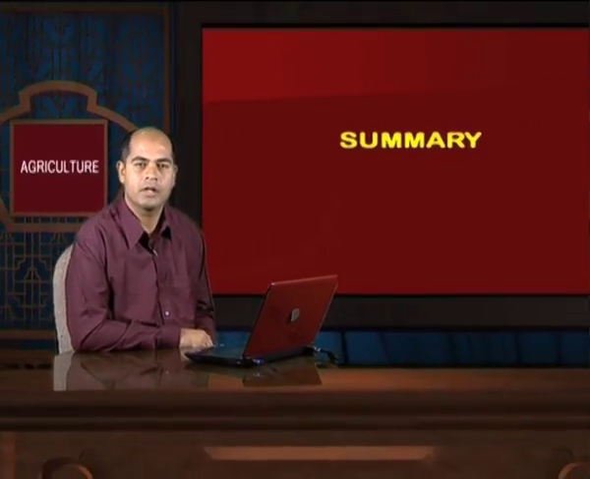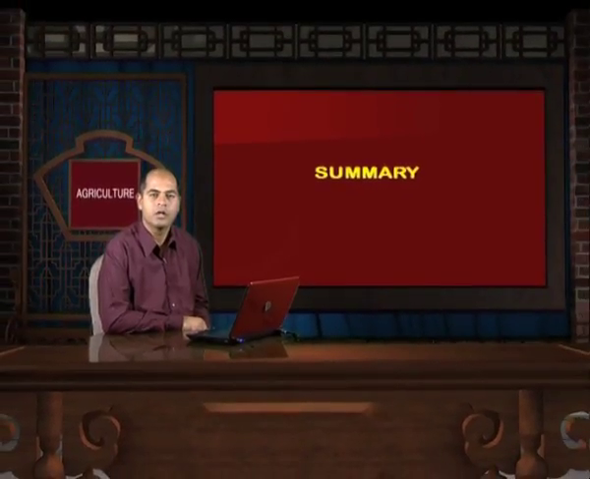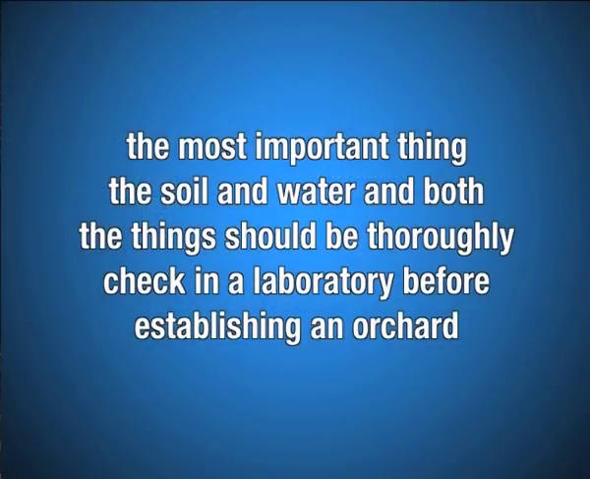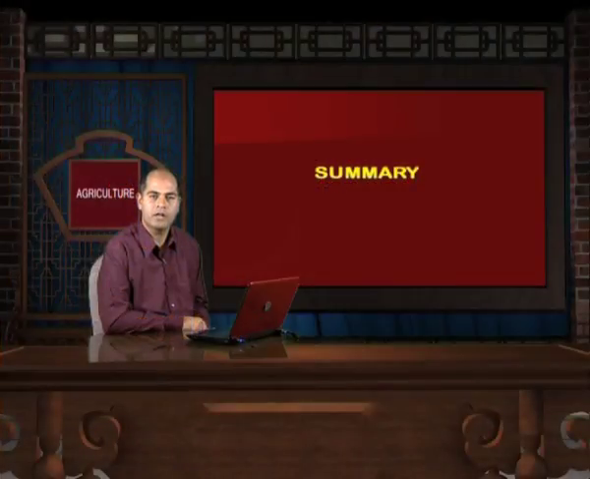Further, we also discussed the selection of site, which requires considering the climate of the area in which we are planning an orchard, the availability of labor, and most importantly the soil and water, and both of these should be thoroughly checked in a laboratory before establishing an orchard. The other things are social factors, because we have to place some persons for the regular orchard works, so they should feel at home while they are working. The other things are transportation and nearness to market, all these factors which are responsible for successful orchard management.